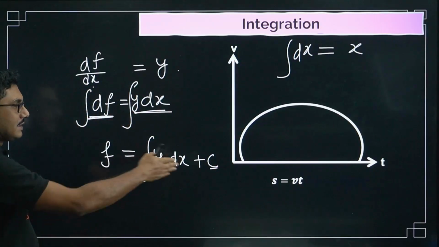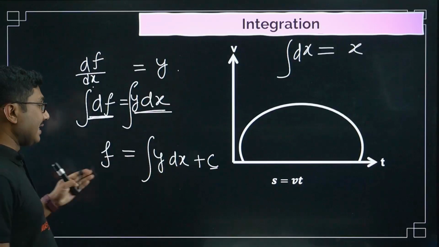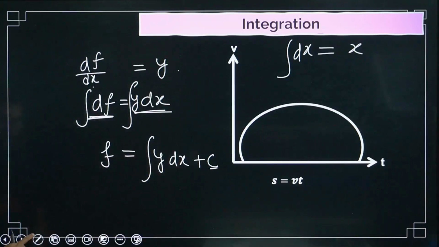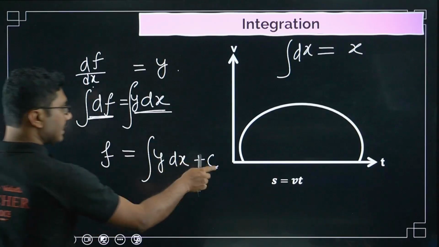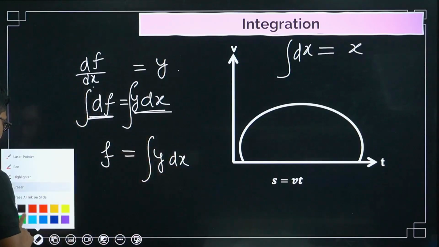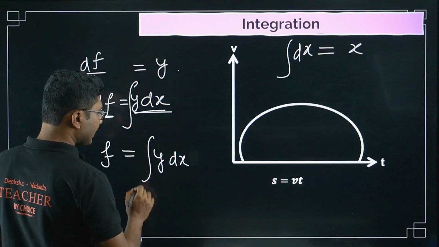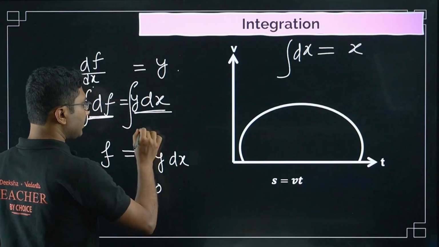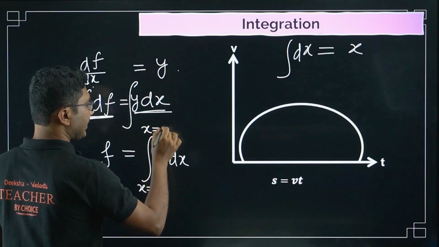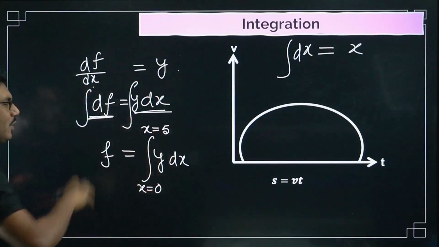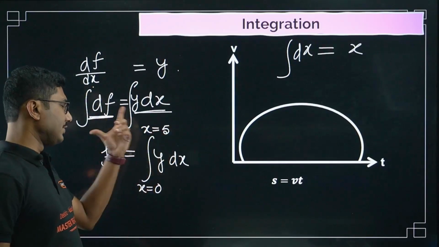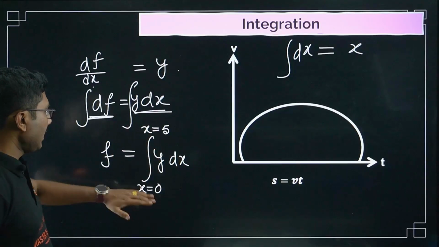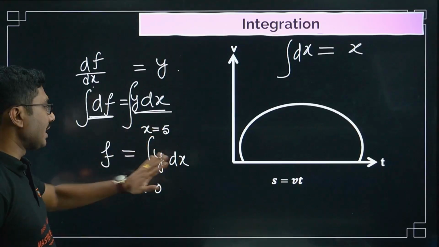This is the indefinite integration, general integration. But the definite integration that we are interested in physics generally does not involve this constant. And we have a starting point, say x equals 0 till x equals say 5. We will have some known values, a known range, where we are integrating this dx. This is something that we are interested in physics.